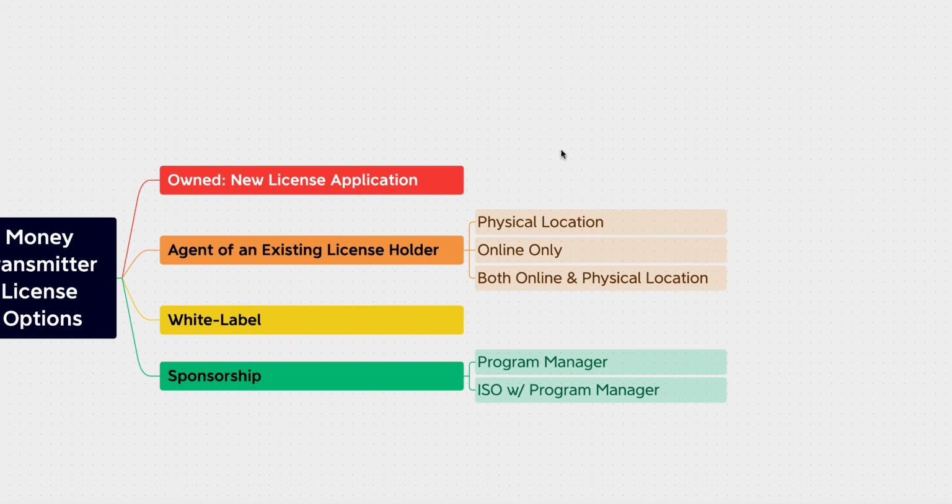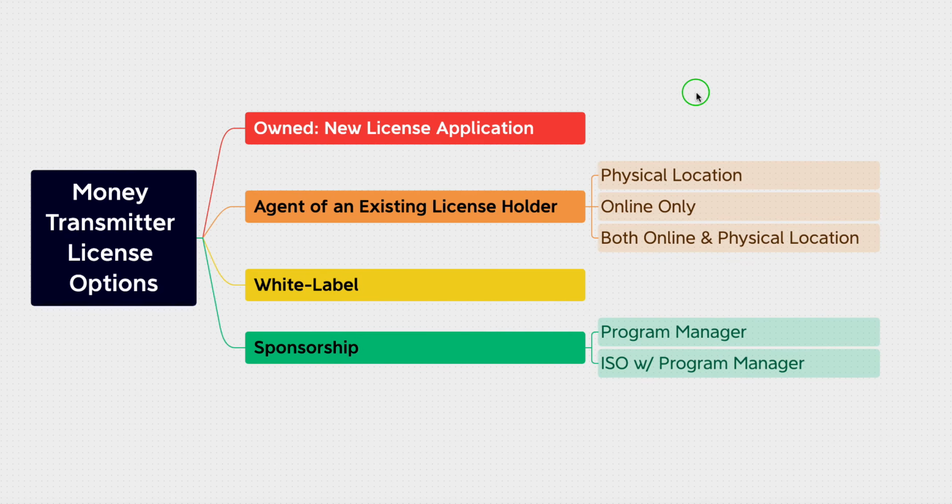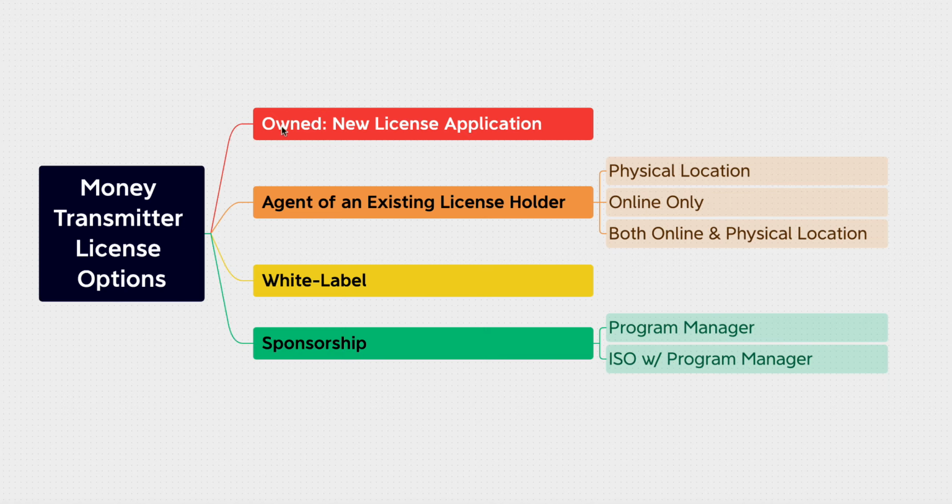So these are your basic options that you have: your own license, agent of an existing license holder, being a white label, or being a sponsor. And in sponsor, you can be a program manager yourself, or an ISO through a program manager. As an existing license holder, you can have physical location, you can have online location, or you can have both.